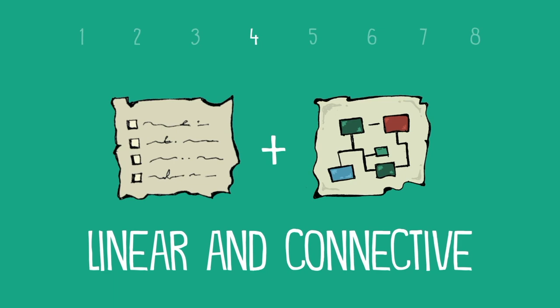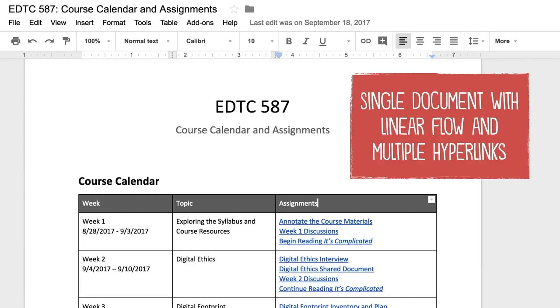Now, what does this mean for a classroom? Here's a college example. Having one single document with a linear flow, but then multiple hyperlinks. Now, I want to point out that this document is just one of many documents.